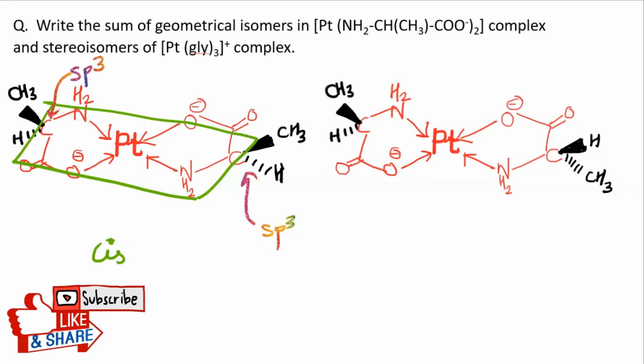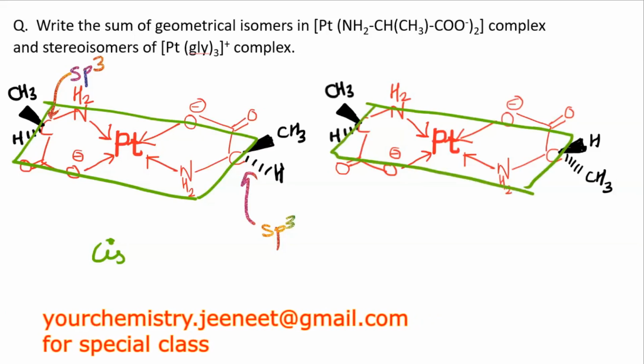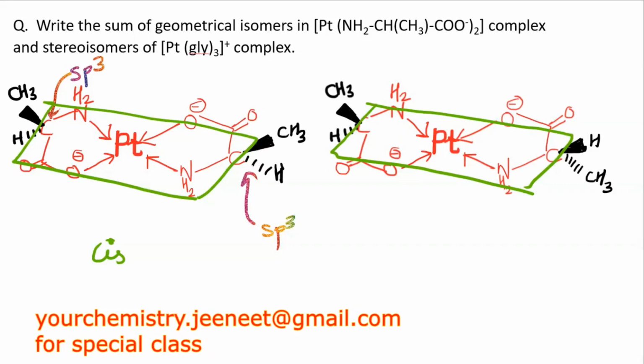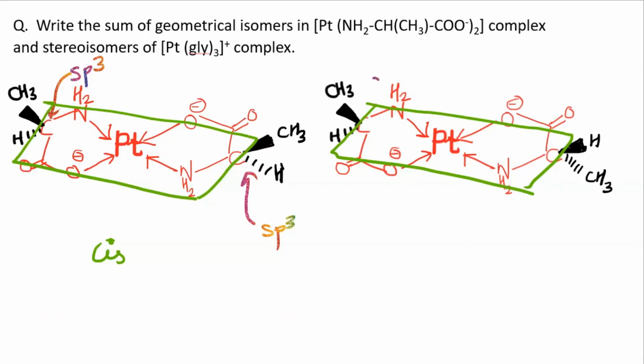Similarly, if you do the second case, we are getting a plane, because it is a square planar complex, right? So this CH3 is on the above side. This is an sp3 carbon, this is also an sp3 carbon, right? Here if you check CH3 and CH3, they are opposite to each other, one is above the plane, one is below the plane. So this is nothing but a trans.